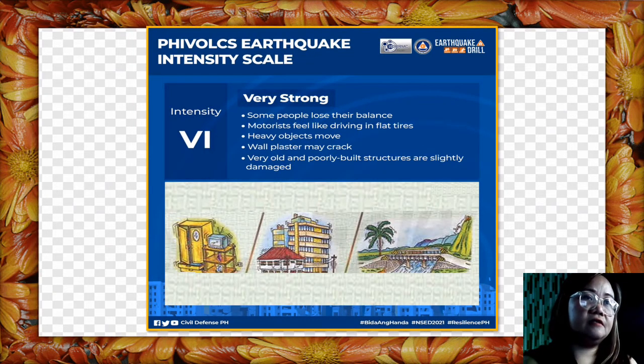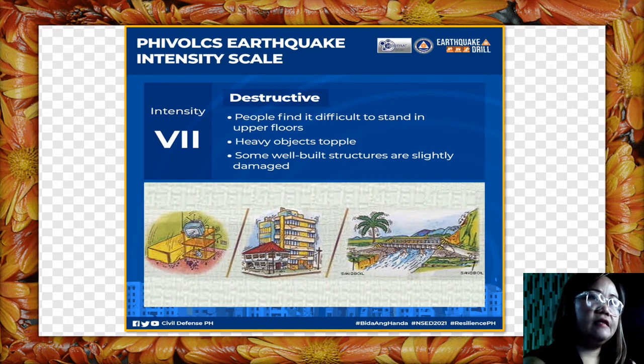Intensity 6, very strong. Some people lose their balance. Motorists feel like driving on flat tires. Heavy objects move. Wall plaster may crack. Very old and poorly built structures are slightly damaged. Intensity 7, destructive. People find it difficult to stand in upper floors. Heavy objects topple. Some well-built structures are slightly damaged.